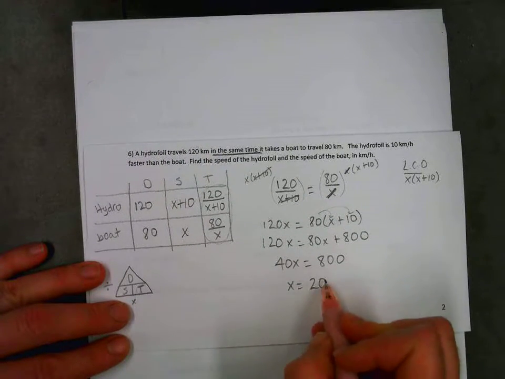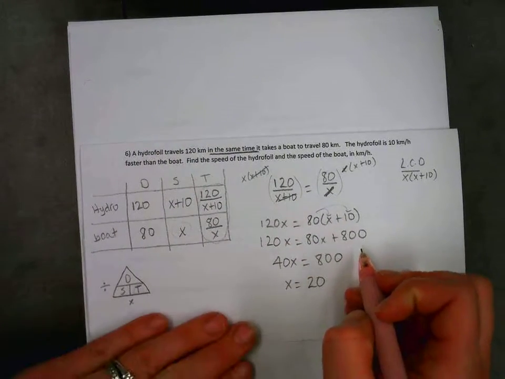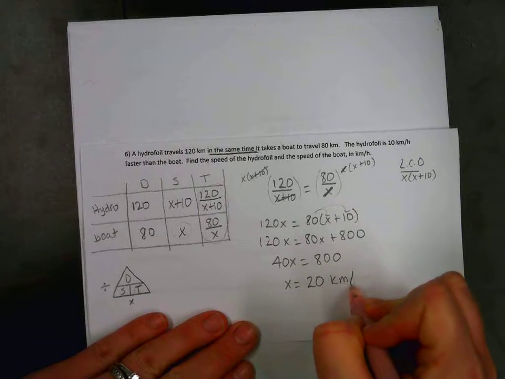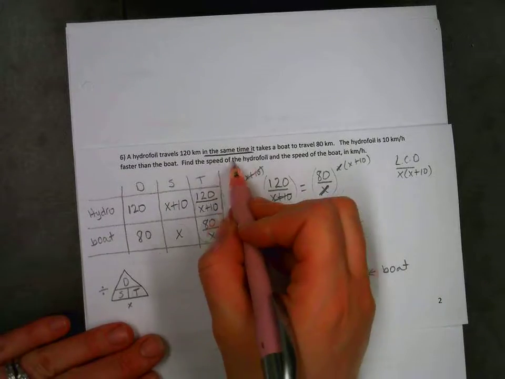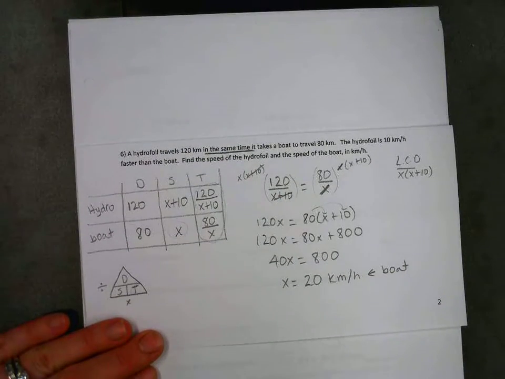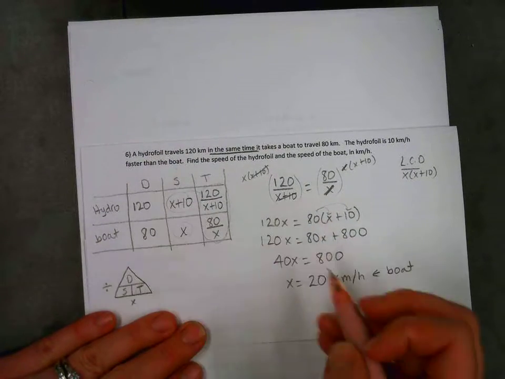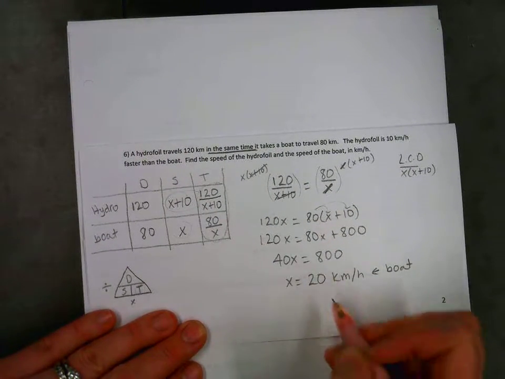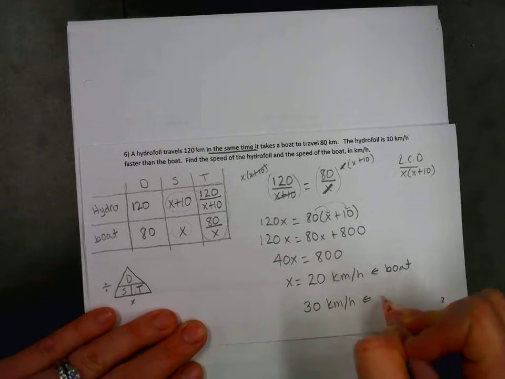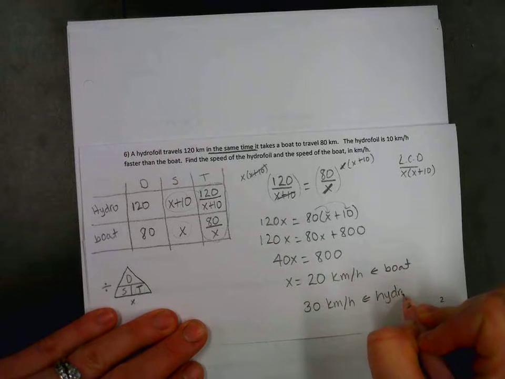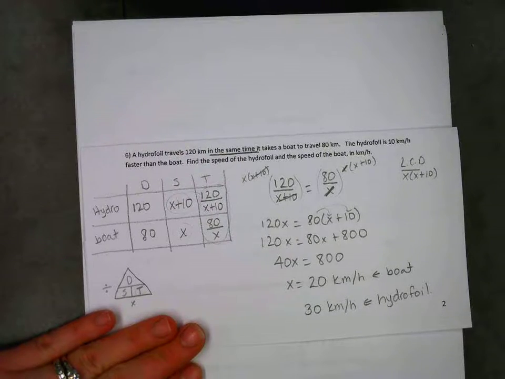So what does this represent? Going back to my chart, x represents the speed of the boat. Therefore, this is the speed of the boat. And then we need to also find the speed of the hydrofoil. So going back to the question, the hydrofoil is x plus 10, so I'm going to add 10 kilometers to the 20. And so the hydrofoil was traveling at 30 kilometers an hour. And that is how you solve a distance, speed, time problem.